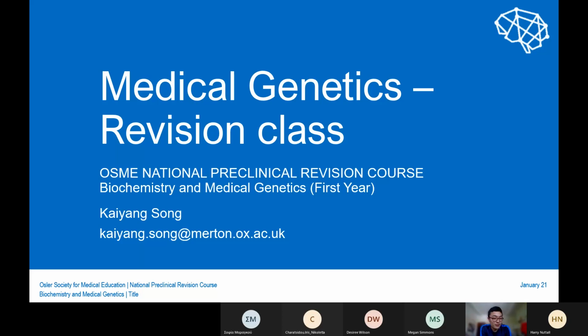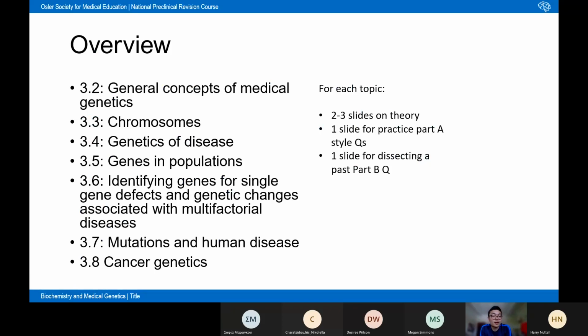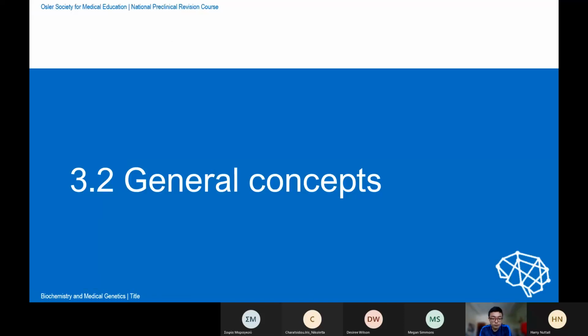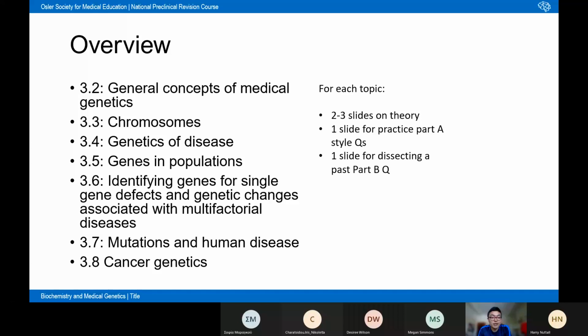I'm a third-year medic at Merton College at Oxford, and today I will be covering a revision class on medical genetics. The lecture will be broken down so we'll cover the following points in the spec. We'll go through an overview of general concepts of medical genetics, and then we'll delve into specific aspects: chromosomes, genetics of disease, genes and populations, identifying genes for specific gene defects and genetic changes associated with multifactorial diseases, mutations in human disease, and finally, cancer genetics.